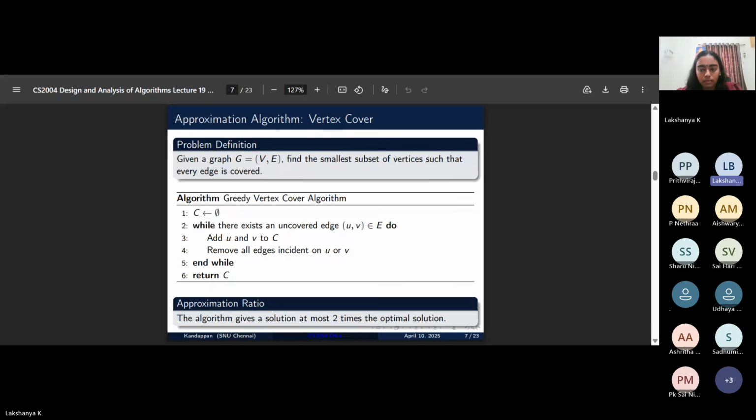Are U and V picked randomly? Sorry, are U and V the vertices? Are they picked randomly? Yeah, random order. In any case, ultimately your final answer will be a vertex cover, because whichever order you go in, whenever you encounter an edge, you take both the endpoints and delete all edges incident on those endpoints. Again, you take the next edge and do the same thing. So for every edge, at least one, and if possible both, endpoints will be in your vertex cover set.